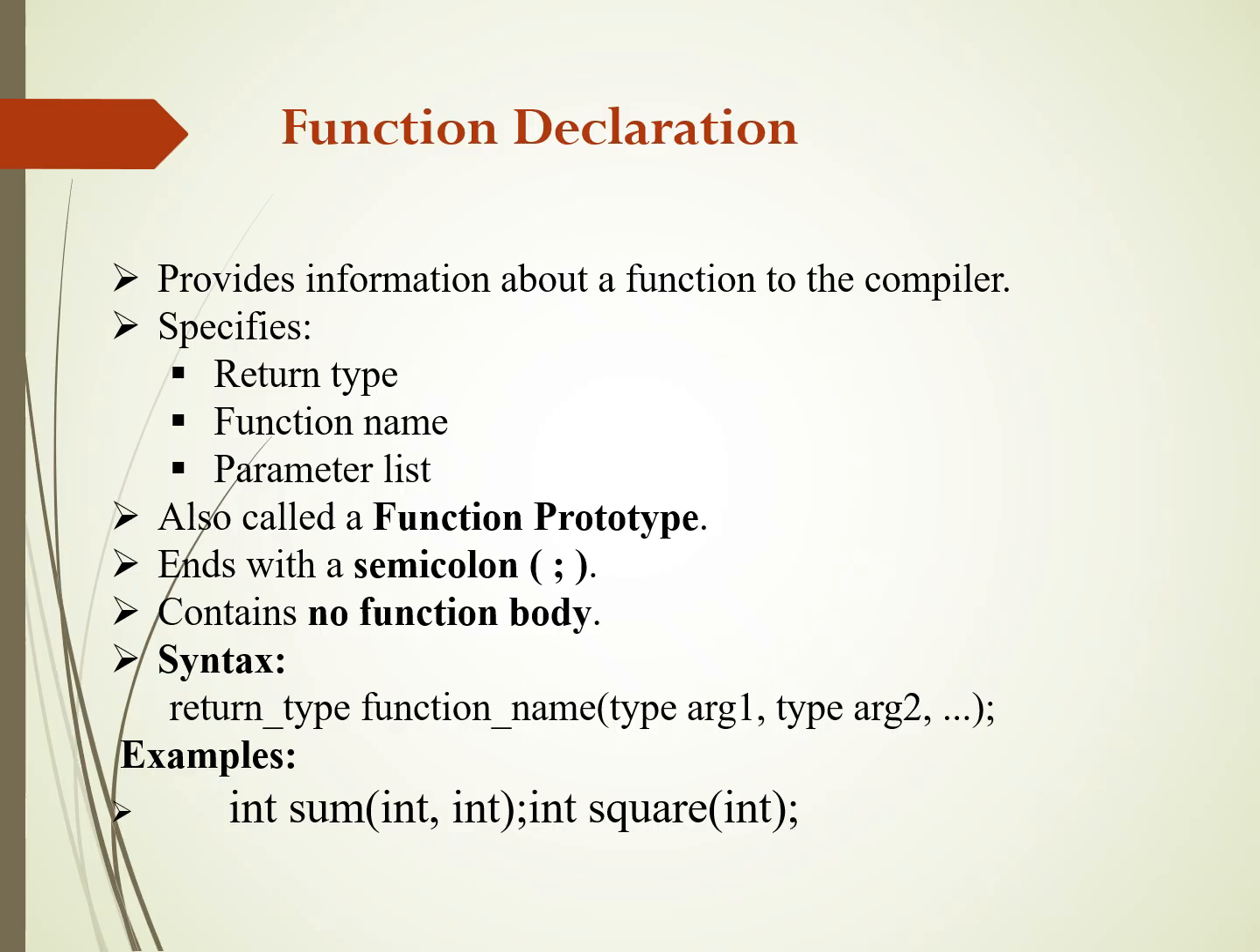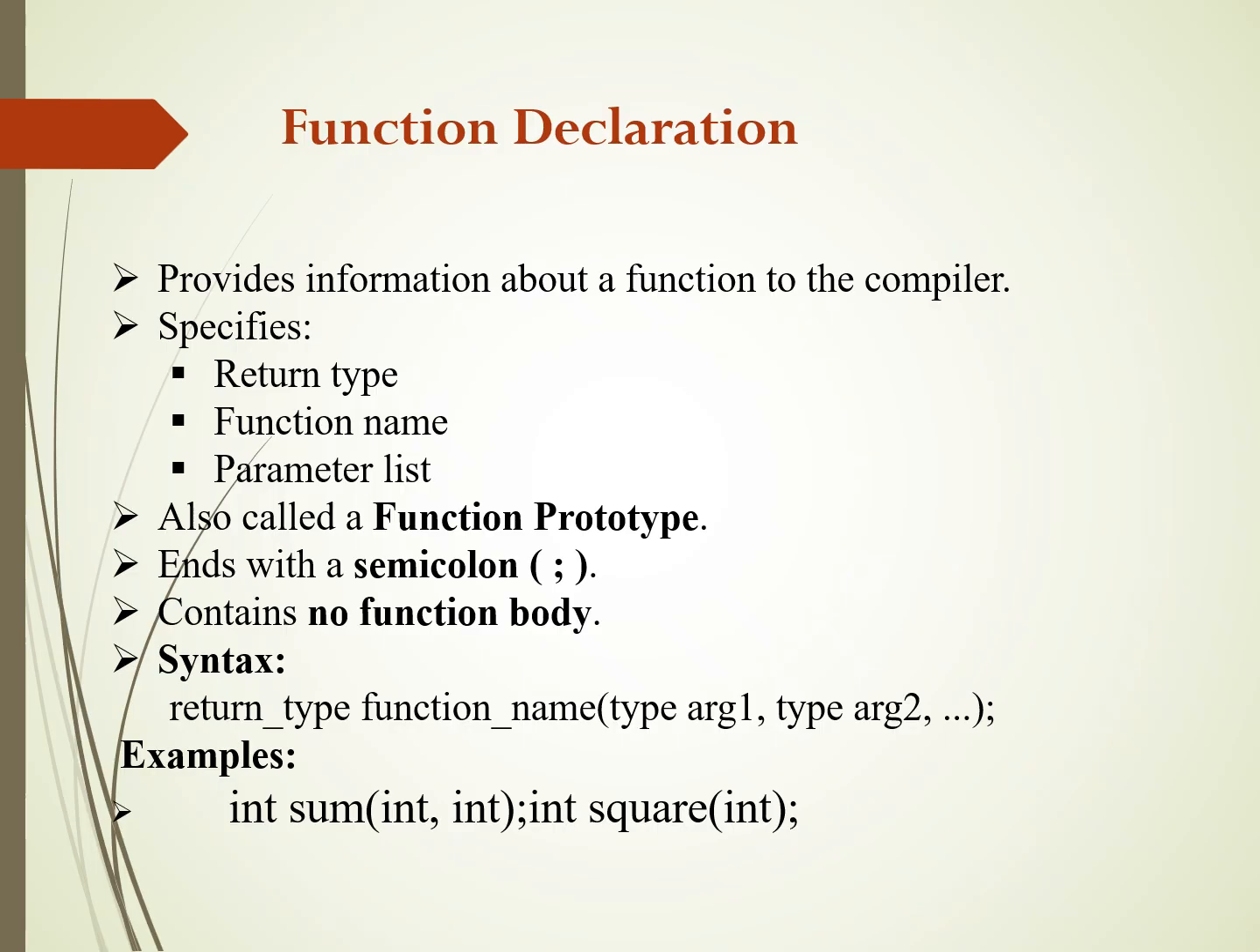Another important point is that a function declaration always ends with a semicolon because it is only a declaration, not the function body. The general syntax for a function declaration is return type, function name, and in parentheses write down the number of arguments which we want to define at the moment of the function call.